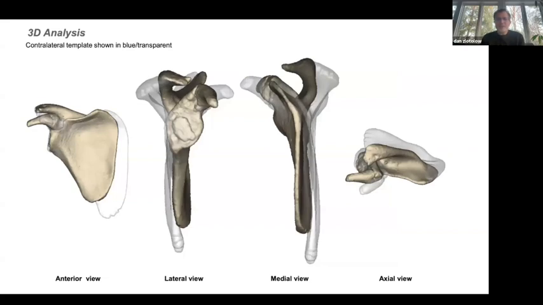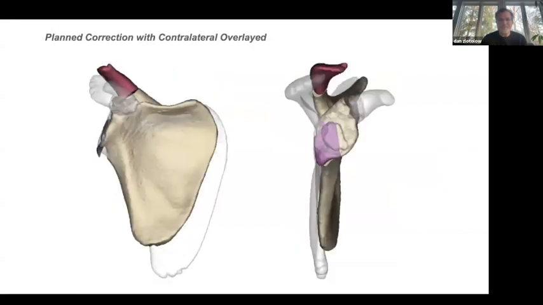And when we compare it to the contralateral side using 3D modeling software, you can clearly see on that axial view that the coracoid is posterior to a normal coracoid, and you can see that as well on the lateral view. What's also really interesting is the change in the morphology of the acromion. The acromion is not the same. And you can also see the hypoplasia of the scapula itself.